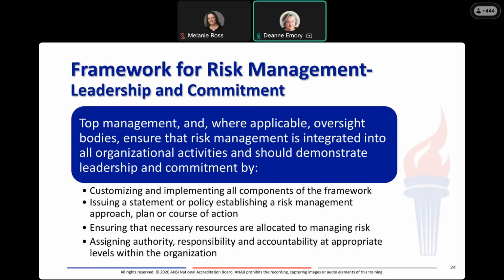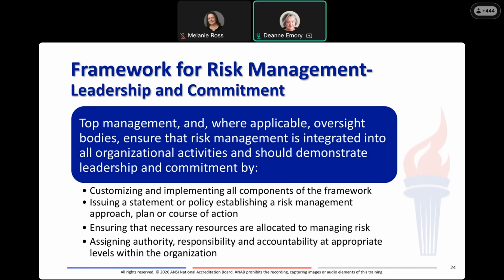So here we see that top management needs to be an integral part of the leadership and commitment of the risk management program. For many of you, those of you who are accredited or certified to one of the standards, you may be thinking, this sounds a little bit about what we do in management review. And you would probably be right.